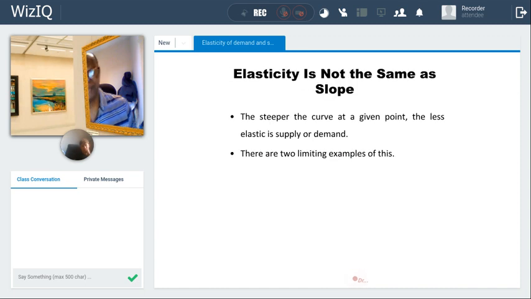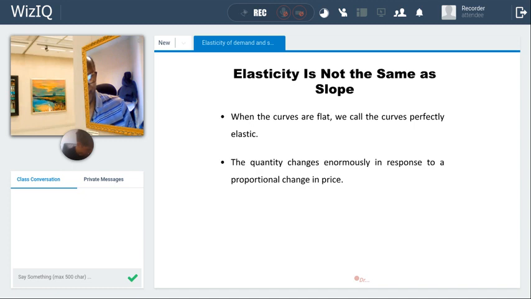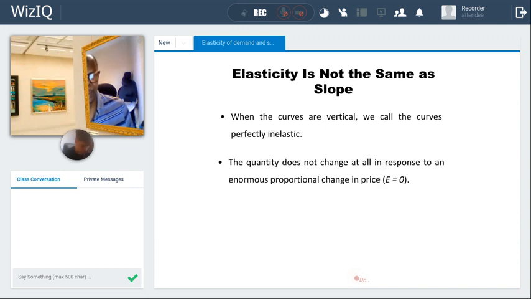Right, elasticity is not the same as the slope. The steeper the slope of the curve at a given point, the less elastic is the supply or demand curve. There are two limiting examples of this. When a curve is flat, we call the curve perfectly elastic, and the quantity changes enormously in response to a proportional change in the price. When the curves are vertical, we call the curves perfectly inelastic.